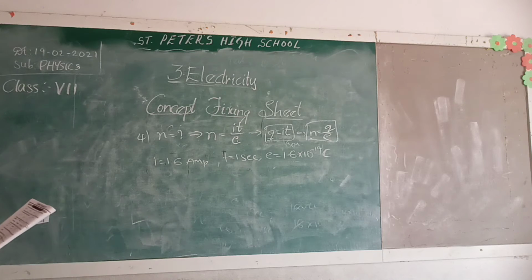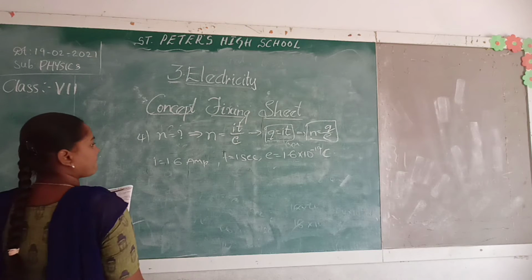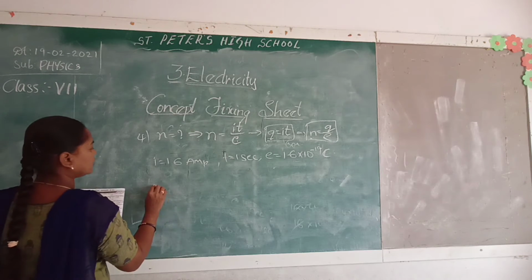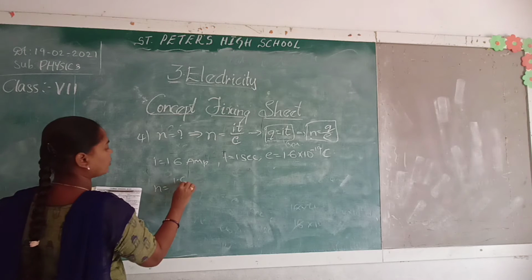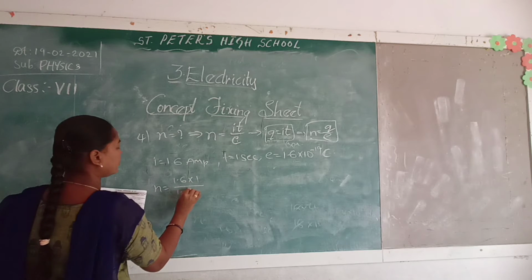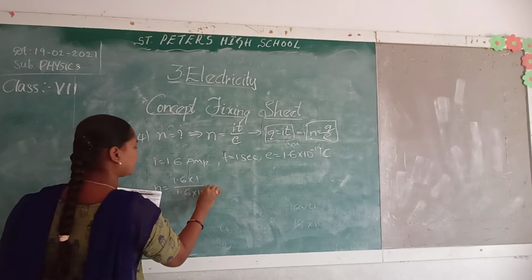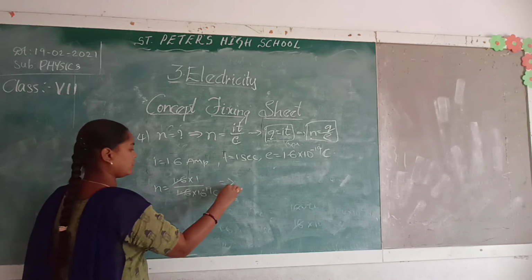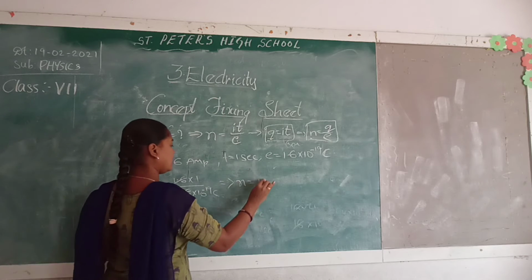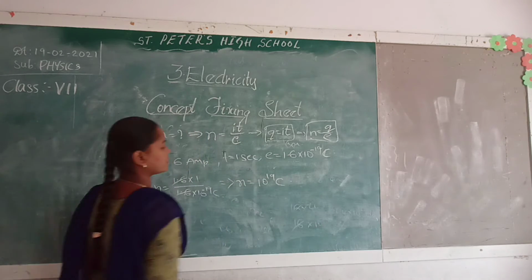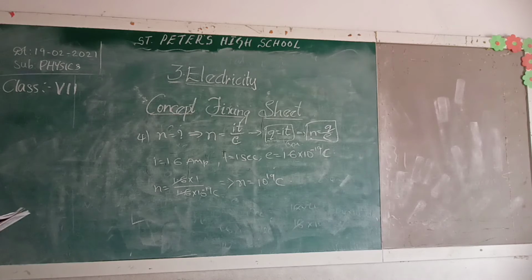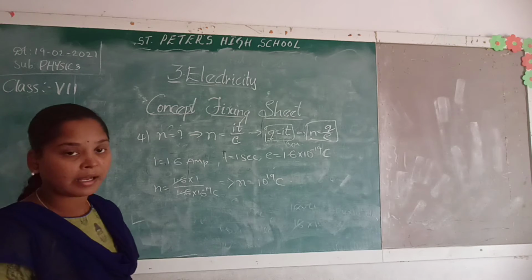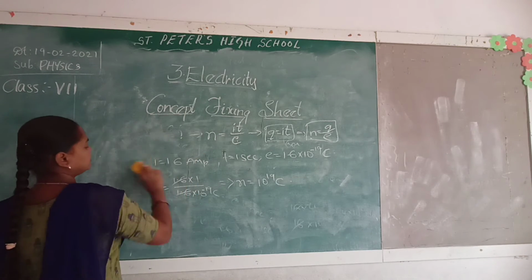Okay, now substitute those values here. N is equal to 1.6 into 1 by 1.6 into 10 to the power of minus 19. So 1.6 gets cancelled. Therefore, N is equal to 10 to the power of 19 electrons. Okay, 10 to the power of 19 electrons have been passing through every second. Next one.